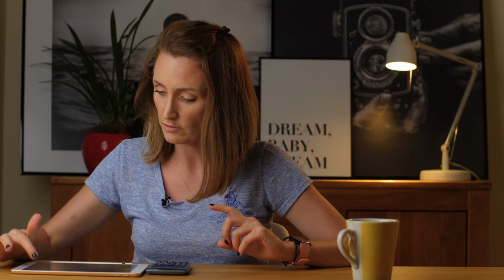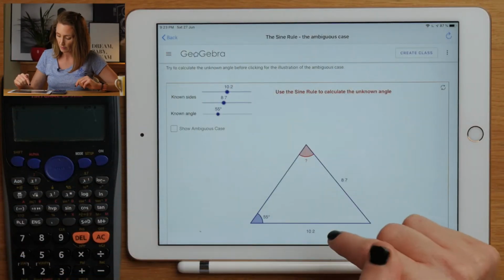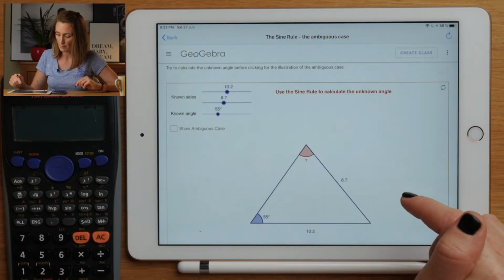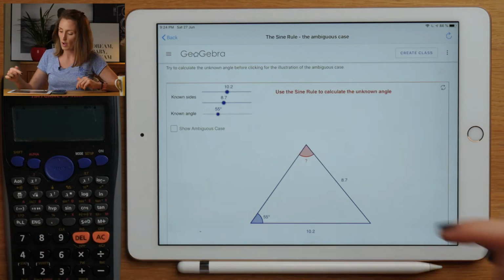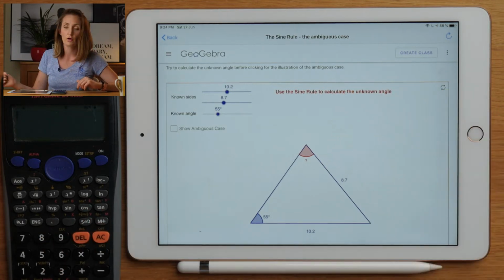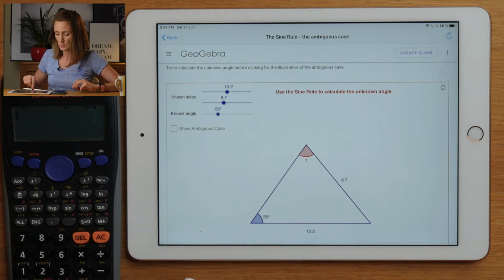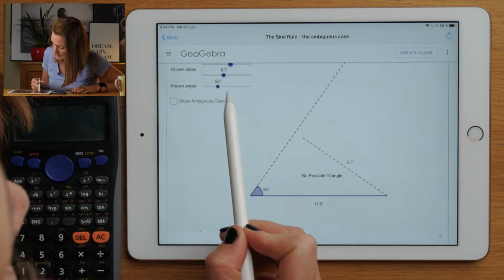So if you look at this one, the full pair would be the angle 55 and the side 8.7. They match. And you've got half a pair. So I want the red angle and I've got its partner, its corresponding side 10.2. So a full pair and half a pair, then you need to use the sine rule. The cool thing about GeoGebra and this resource is you've got these things called sliders.